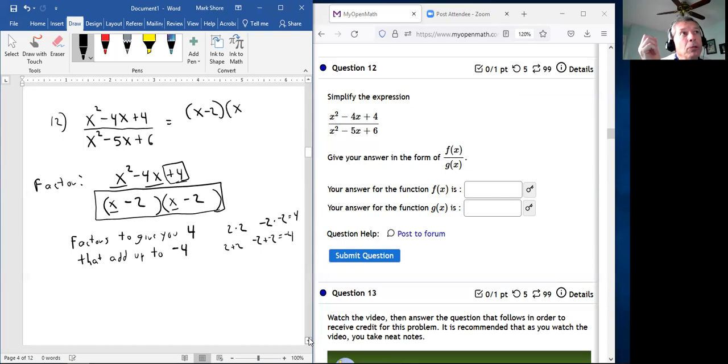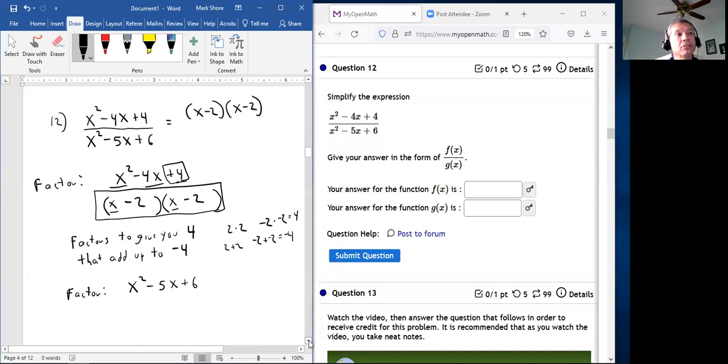Now I know that was the first one, but I tell you what, after doing a few of these, you get better at it. Let's try the bottom one. So let's try to factor the bottom part here. Factor this thing. So the bottom thing is this, x squared minus 5x plus 6.